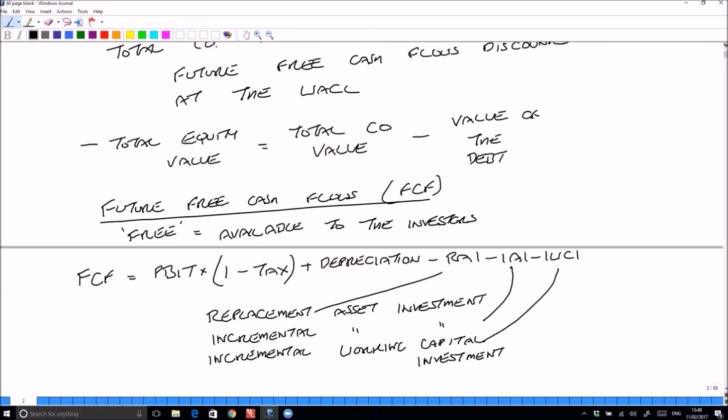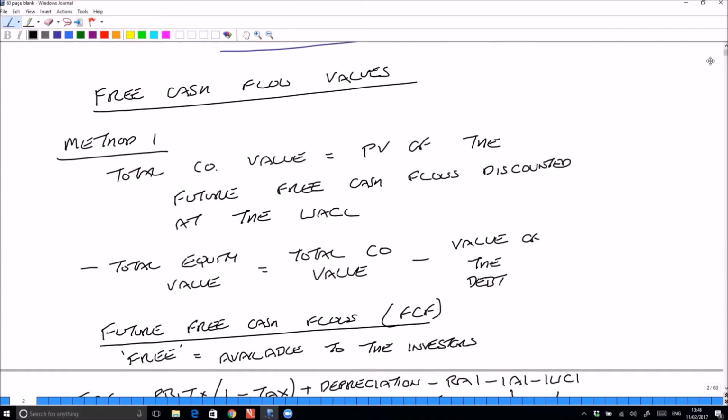And because we've got the cash available to everybody, what do we discount at? And we discount at the WACC. And that's the average discount rate that's relevant to everybody, isn't it? And sure enough, if you've got the cash available to everybody and you discount at the discount rate relevant to everybody, what do you end up with? You end up with the value for everybody. In other words, the total company value.